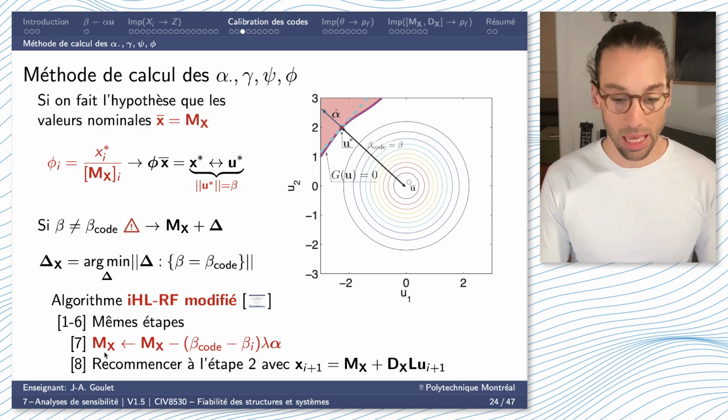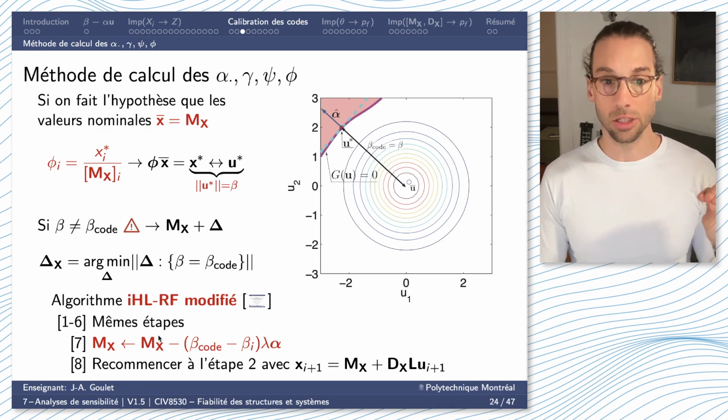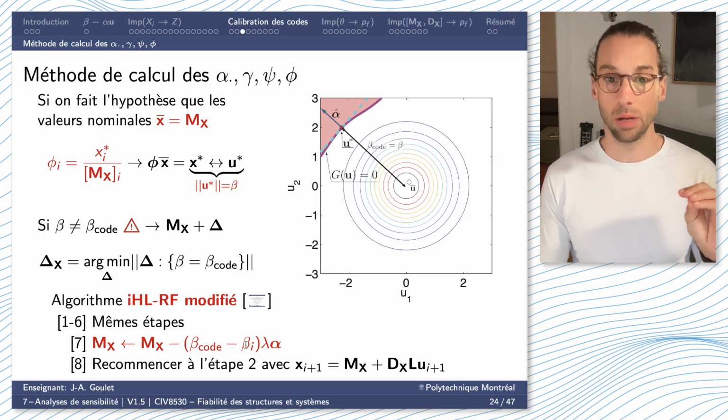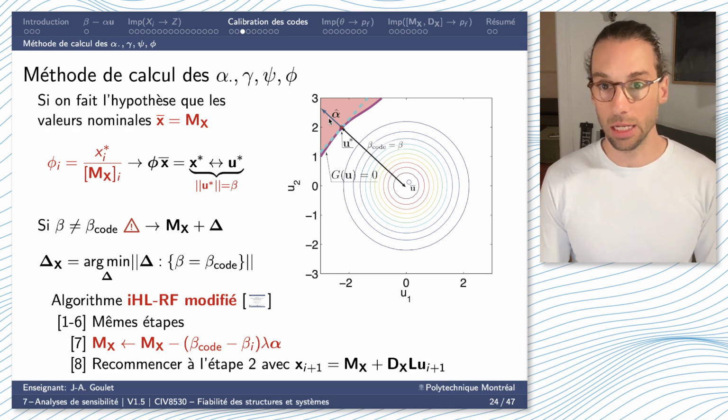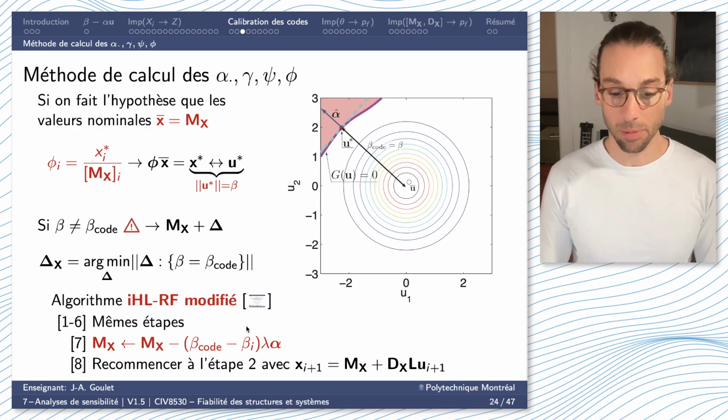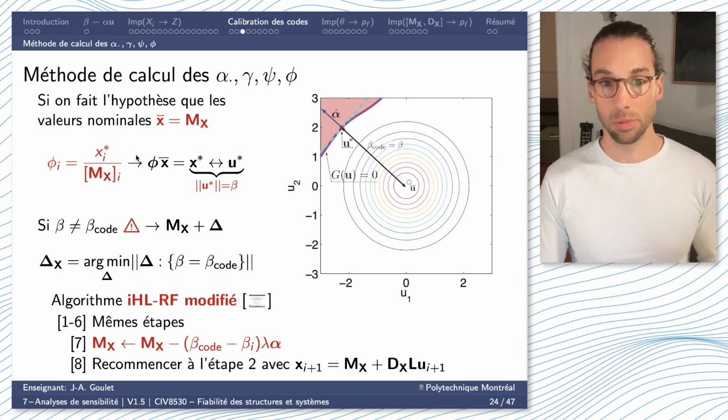So in this case, my new mean is the current mean minus the difference between the specified beta and the one I'm computing, times lambda times alpha, lambda alpha being my negative gradient normalized vector. And then I simply go up to the second step to find my U star. By doing this, I'm going to be able to compute my safety factor by taking the ratio, while matching a specified beta.